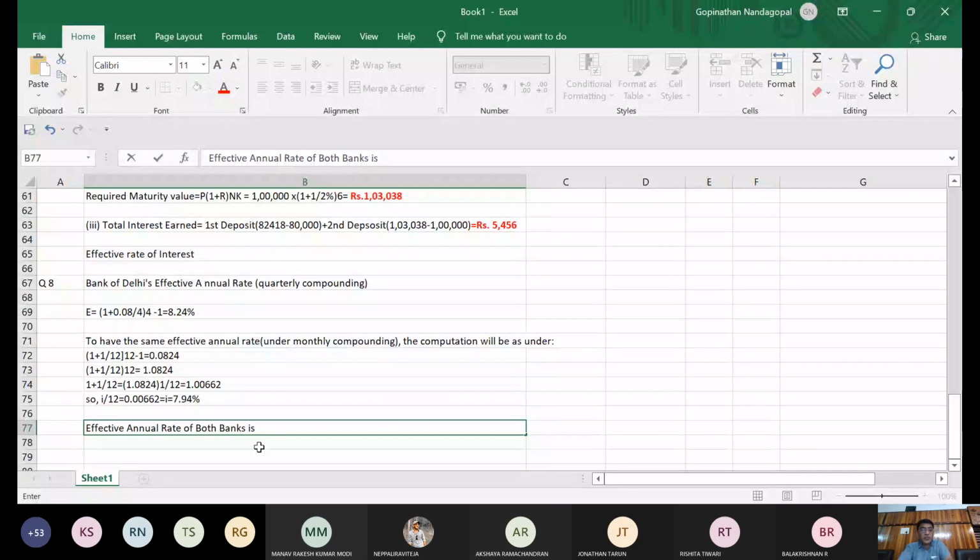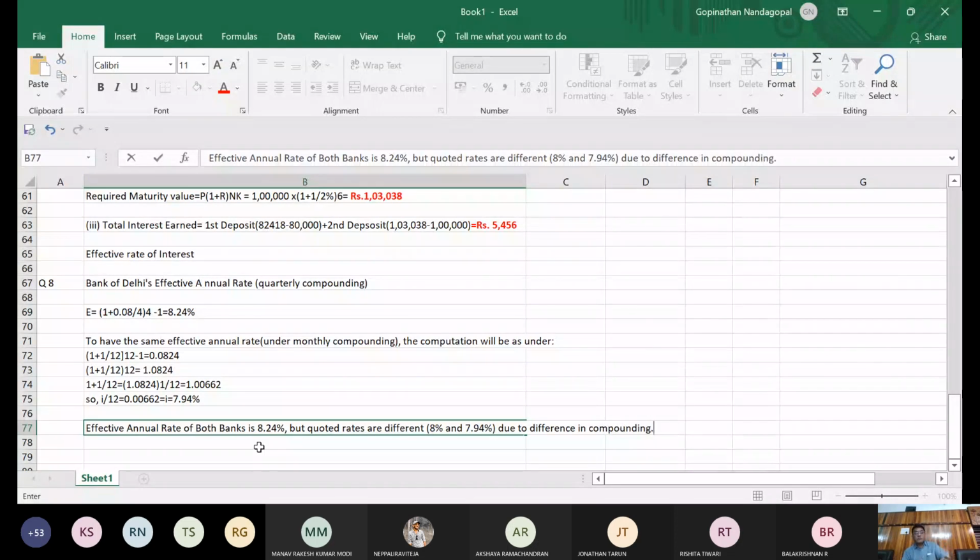Actually, the effective interest rate should be 8.24% for both, but the quoted rates are different, 8% and 7.94%, due to the difference in compounding. Is it clear? Yes, sir.